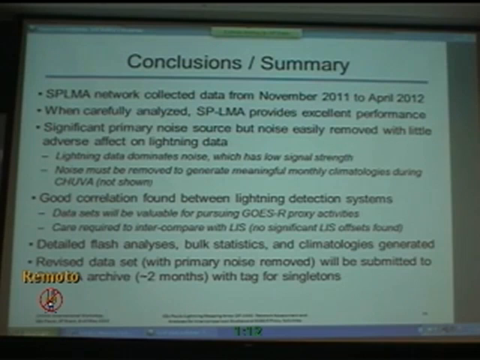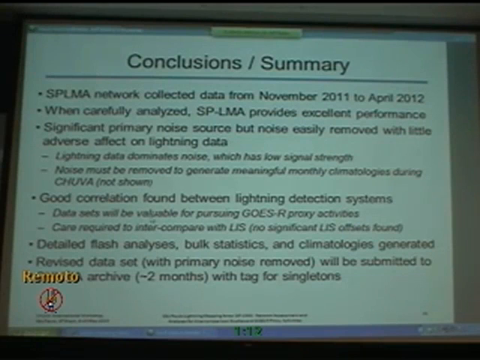Let's see, okay. So this can source reverse effect on the lightning data. Lightning data tends to dominate the noise. Noise must be removed to generate meaningful monthly climatologies, which is not shown here, although Rachel showed one earlier. Good correlation was found between lightning detection systems.